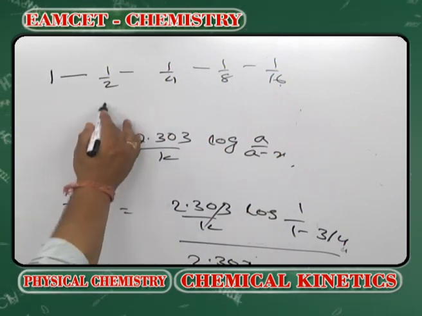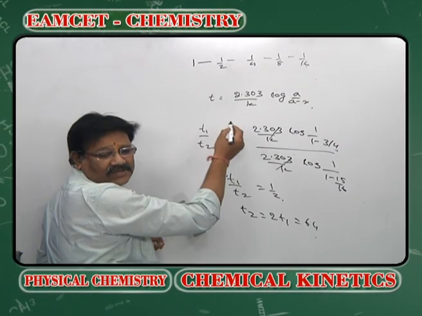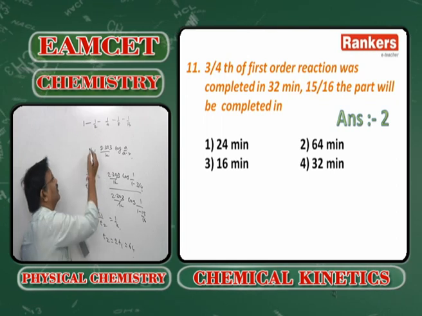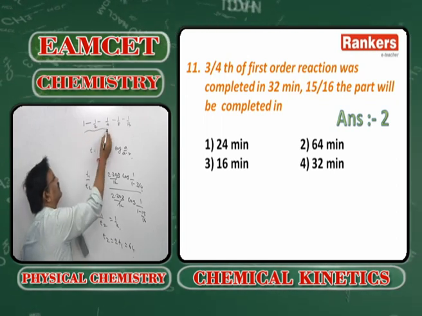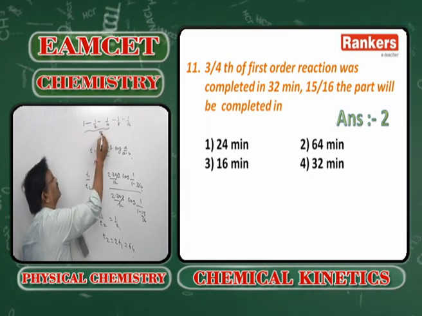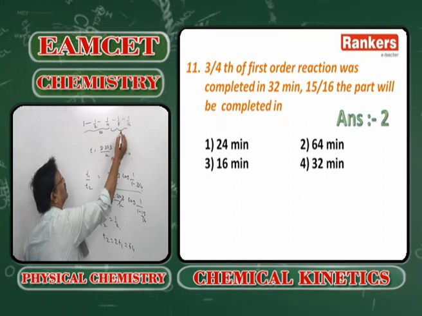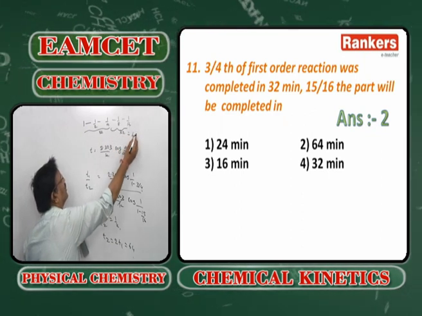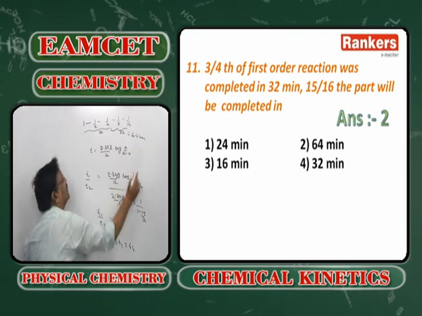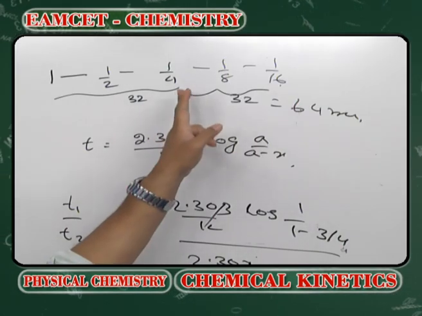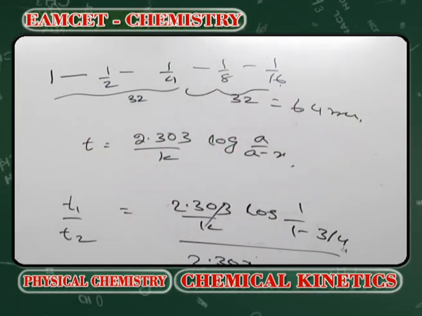For that, how many half-life periods are to be done? From this to this we have 32 minutes. From this to this another 32 minutes. Total time is 64 minutes. This is a simple way of solving the numerical.